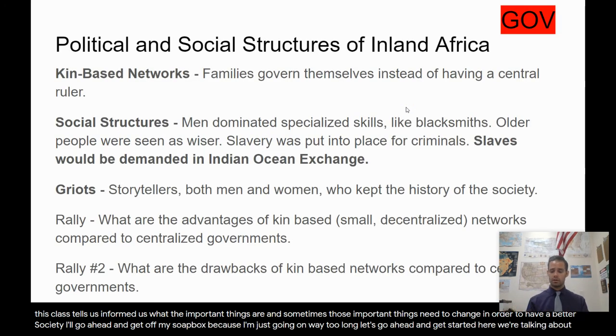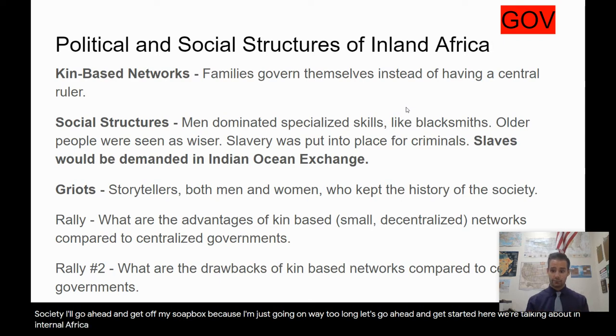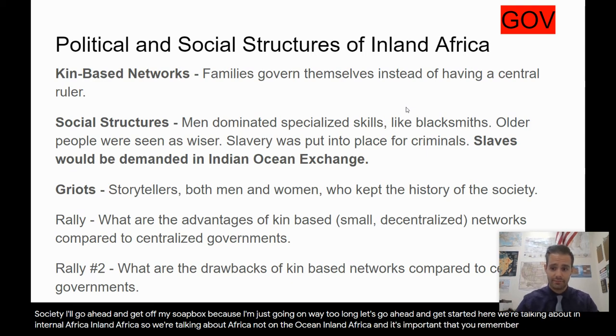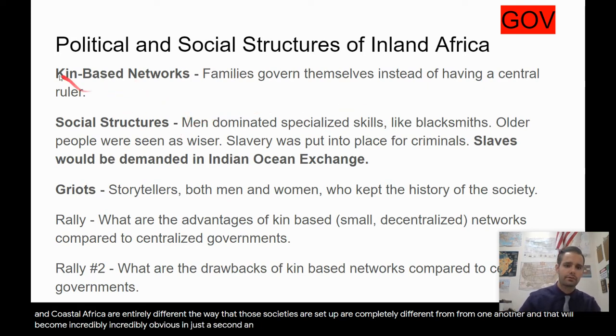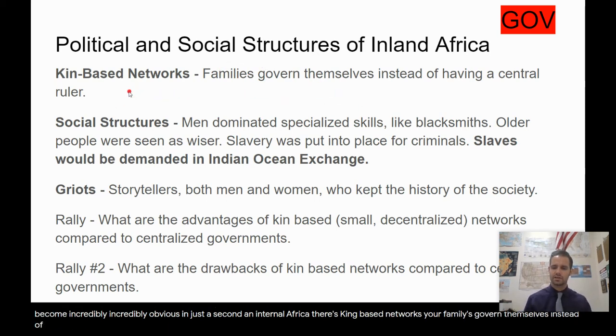We're talking about internal Africa, inland Africa. So we're talking about Africa not on the Atlantic Ocean or on the Indian Ocean. It's important that you remember inland Africa and coastal Africa are entirely different. The way that those societies are set up are completely different from one another, and that will become incredibly obvious in just a second. In internal Africa, there's kin-based networks. Your families govern themselves instead of having a central ruler. So we've already talked about decentralized society.